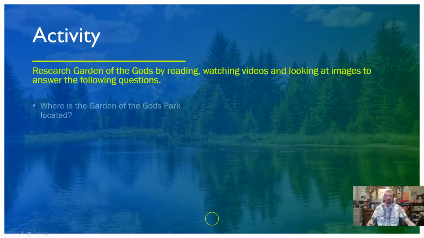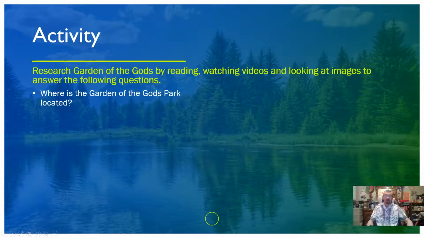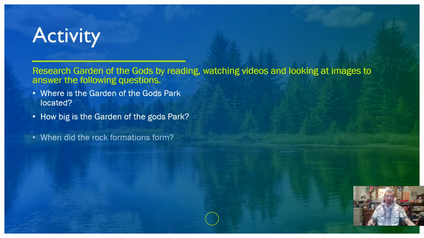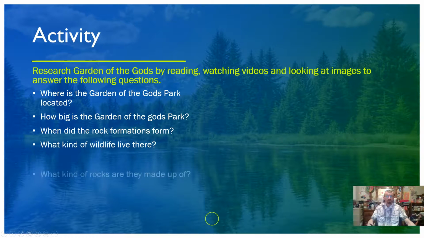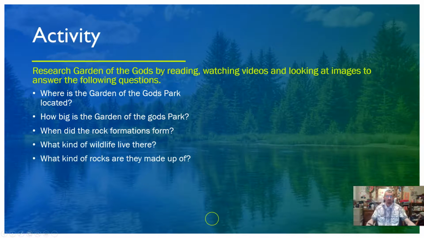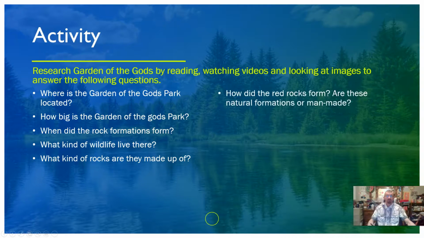So here's what you're going to be doing. You're going to research Garden of the Gods by reading books, you can go to the library and check out a book, watching videos, and looking at images online to answer the following questions. Where is Garden of the Gods Park located? How big is it? When did the rock formation form? What kind of wildlife lived there? What kind of rocks are they made up of? How did the red rocks form?